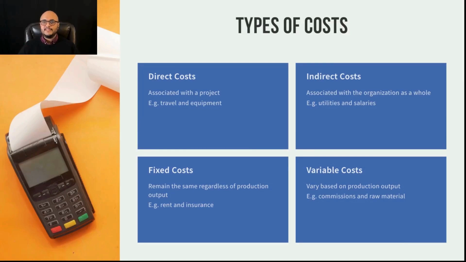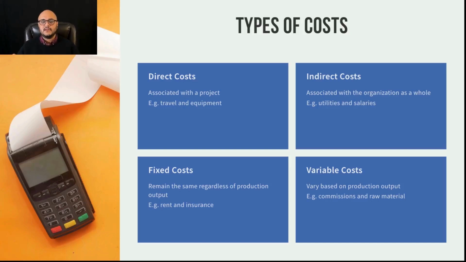You have direct and indirect costs. Direct costs are those that are directly associated with your project. Hey, I bought a plane ticket because I needed to go to the client to do so and so. I spent on equipment that I needed to purchase, software I needed to purchase, a new laptop I needed to purchase. These are all costs related to this specific project.